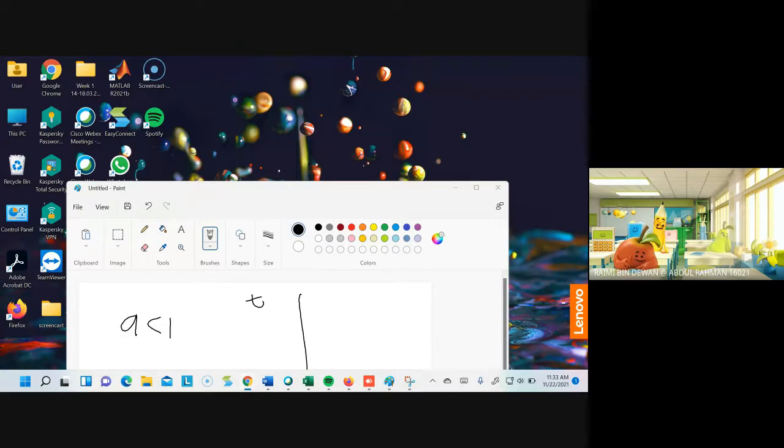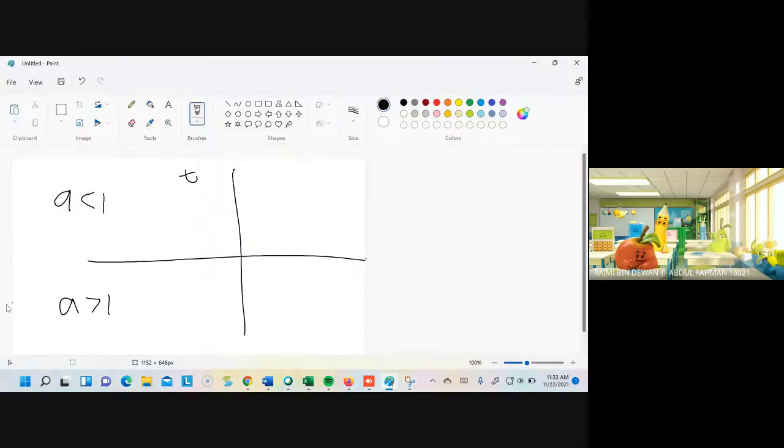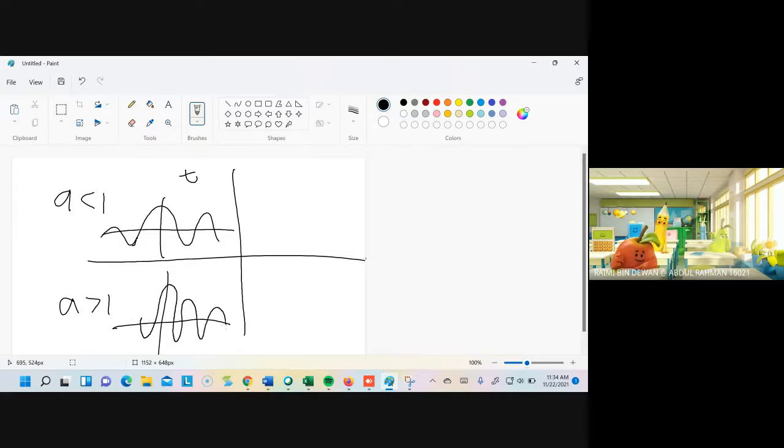So if the signal is a less than 1, what actually happens to the signal is that the signal will be expanded. Okay, for example, this one. This one is just an example, so that you can understand it better. And then what happens if a is greater than 1? You will have a slimmer function, a slimmer graph. So what happened to the omega domain?